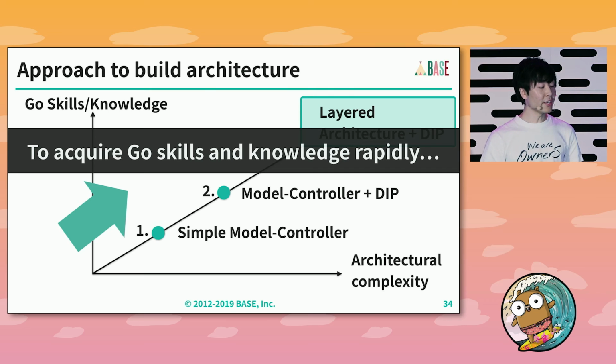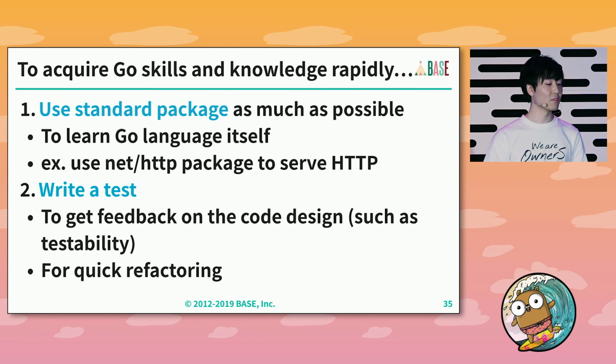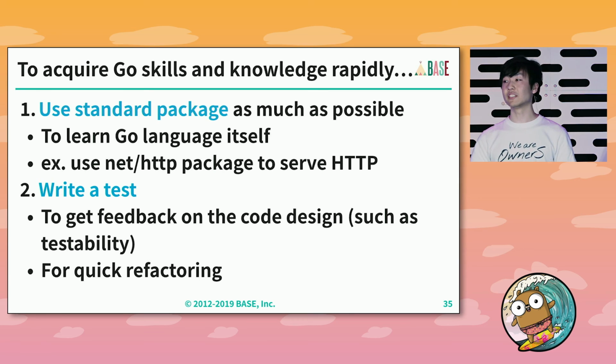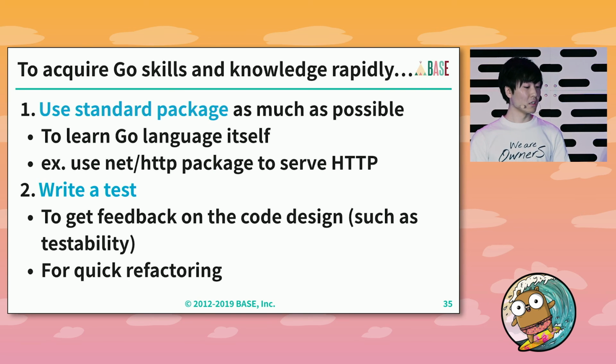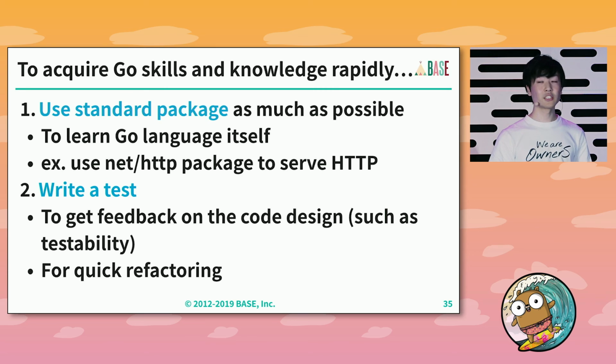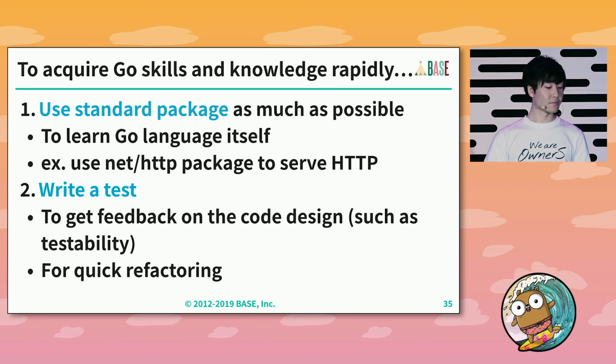And to acquire the goal skills and knowledge rapidly, I do two things. The first one is I use standard packages as much as possible. It's to learn the Go language itself. For example, I use the net/http package to serve HTTP, and I use the testing package for testing. And second, I write tests to get feedback on the code design, for example, testability and so on. And it's also for quick refactoring.